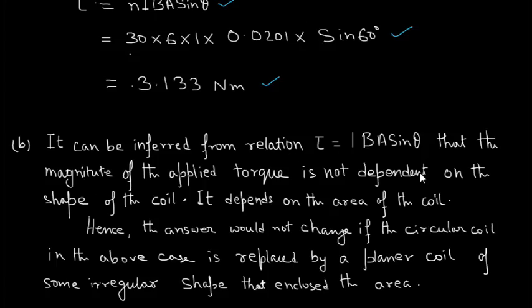So it can be inferred from the relation tau is equal to nIBA sine theta that the magnitude of the applied torque is not dependent on the shape of the coil. It depends on the area of the coil. Hence, the answer would not change if the circular coil in the above case is replaced by a planar coil of the same irregular shape that encloses the same area.